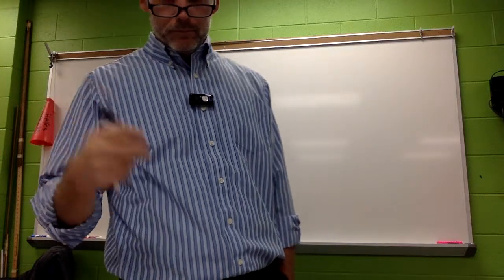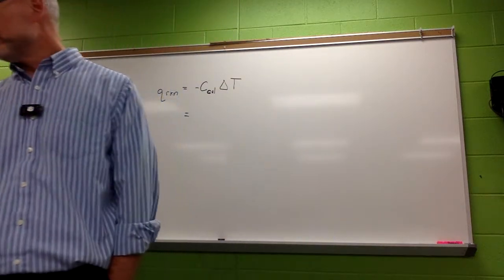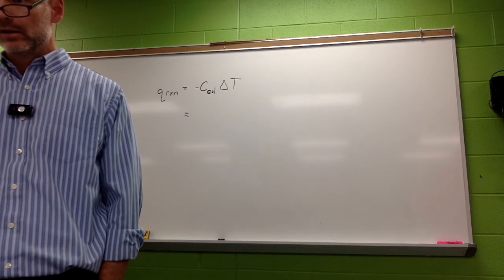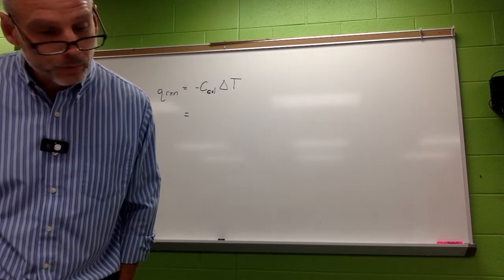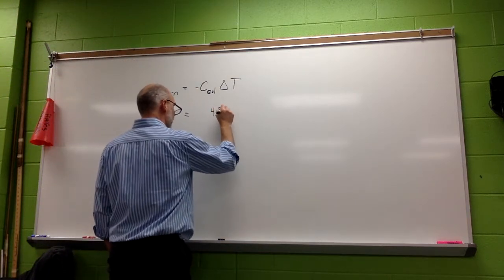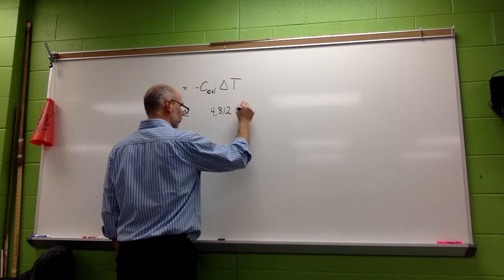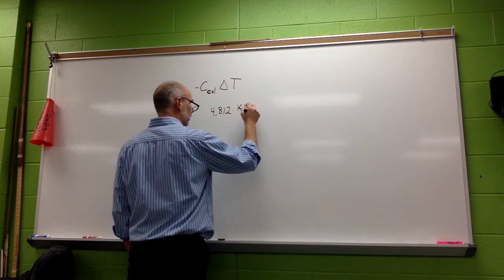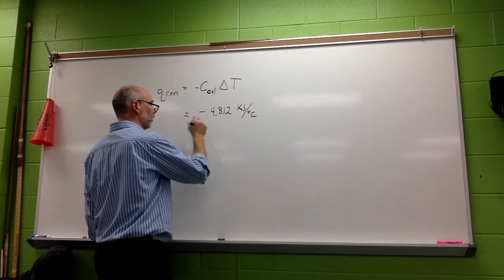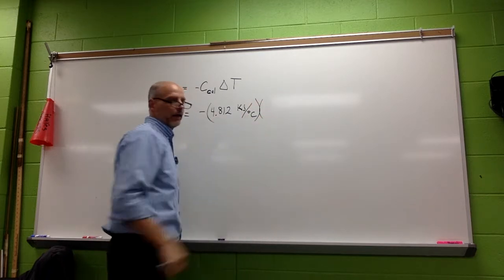So, what's the heat capacity of the calorimeter? Well, it's 4.112 kilojoules, I believe, right? Per degree Celsius. Now, there's a negative sign there. We'll talk about why in a second.